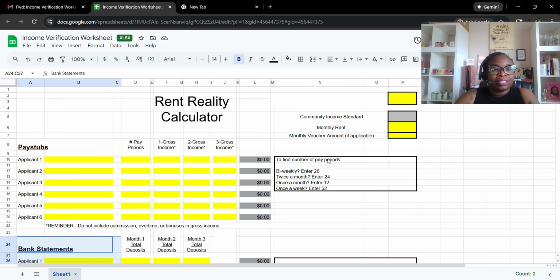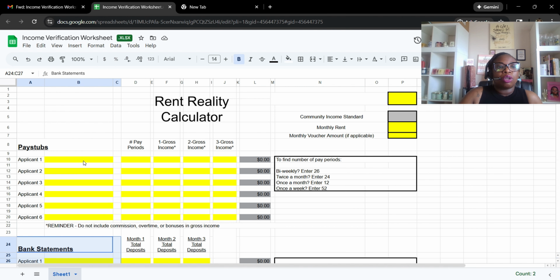All right, Tenant Bestie. So today I want to teach you guys how to work and navigate the Rent Reality Calculator. One of the reasons that I created this calculator is that knowing if you can afford an apartment or rental property is a major factor when you are locating your new home. No more guessing, no more wondering if you make two or three times the rent. Now you're going to know if you can afford it.